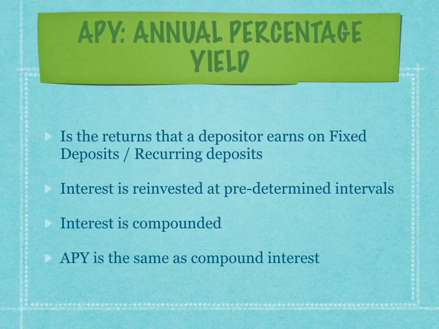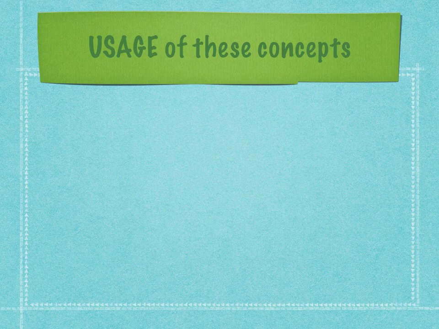APY is the annual percentage yield. This is the returns that a depositor earns on fixed deposits or recurring deposits. Interest is reinvested at predetermined intervals, interest is compounded, and therefore APY is the same as compound interest.